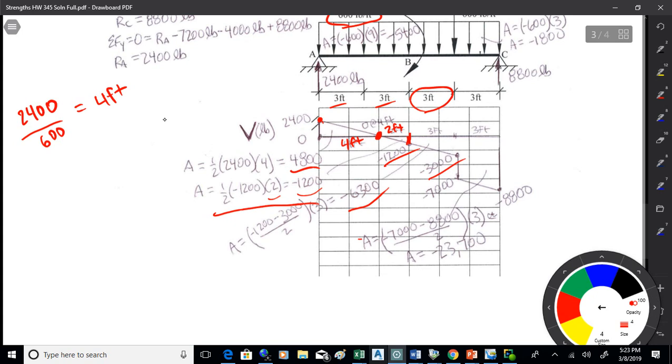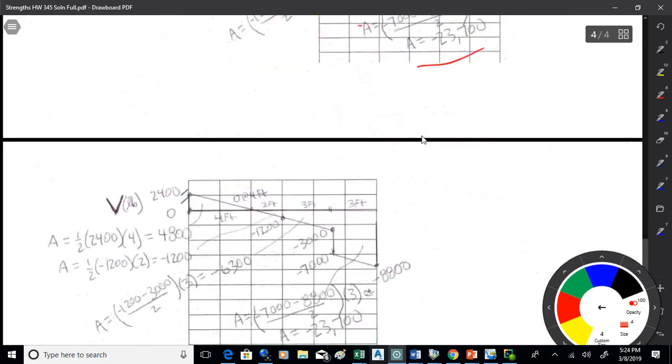For the second, I've got a height of negative 7,000 on the left, and on the right, I got a height of negative 8,800. Divide that by 2, multiply it by the base of 3, and what I get there is an area of negative 23,700. So I got 4 of those areas worked out, working my way across, so I can make the moment diagram now.